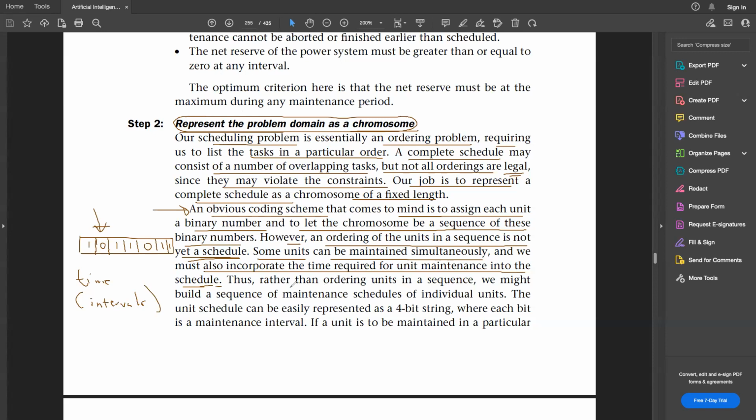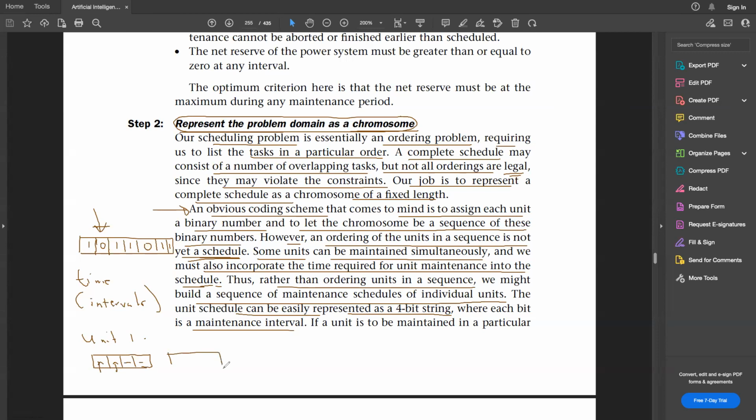Okay, so rather than ordering the units in a sequence, we might build a sequence of maintenance schedules of individual units. The unit schedule can, in this case, be represented as a 4-bit string, where each bit is a maintenance interval. So we can have unit 1. We say that there are 4 intervals, which we are going to represent as binary strings. For unit 1, we could say that it is maintained maybe in the first interval and in the second interval, and not in the other intervals.